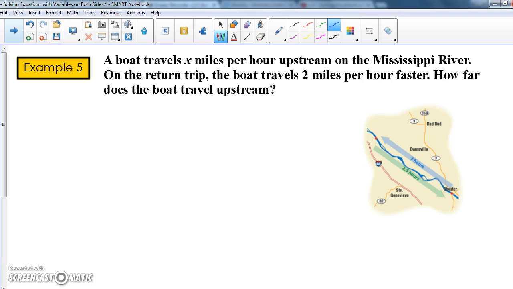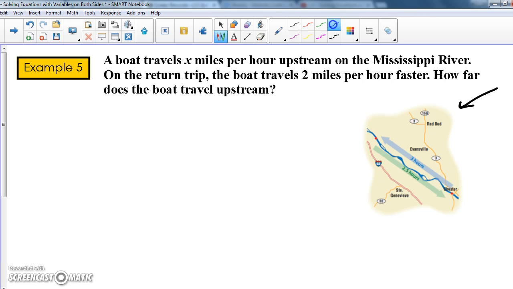Okay, let's look at another one. Example 5 says a boat travels x miles per hour upstream on the Mississippi. On the return trip, the boat travels 2 miles per hour faster. How far does the boat travel upstream? Alright, so there's a lot of information here, and you'll notice that there's also a graphic over here. So what I'm actually going to do is pull out the information from the sentences and pull out the information from the graphic and put it all in the same place.